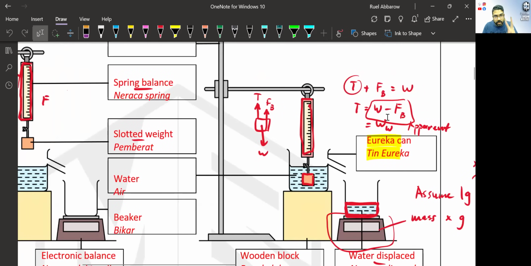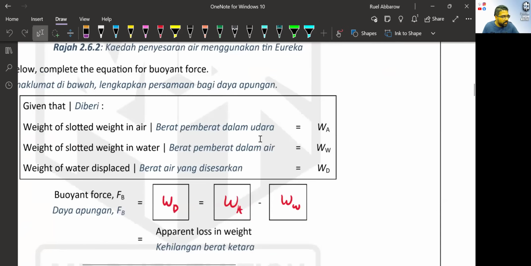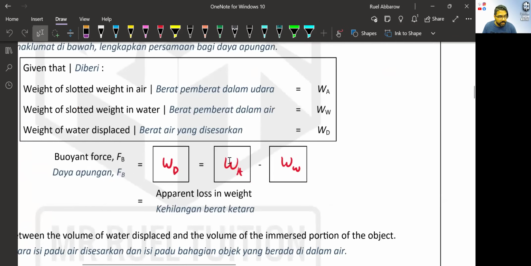Right? So we're going to measure two things here. So how do we get the buoyant force? We have to calculate using the formula. We have to use WA minus WD, because these are the two readings that we're going to take. We are going to get weight in air, weight in water, and then subtract to get the buoyant force.